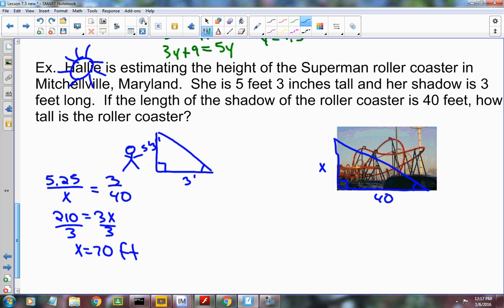Now, somebody in one of my other classes said, well, could I have done 5.25 is to 3 as x is to 40? Could you have done that? Yeah, because you're doing height to shadow, and that would work too because they're proportional. Okay, so either way that you do.